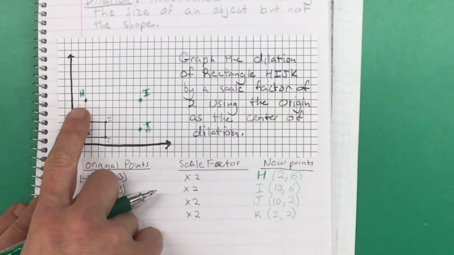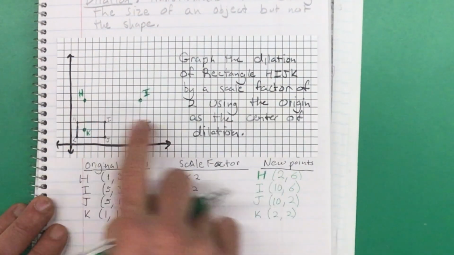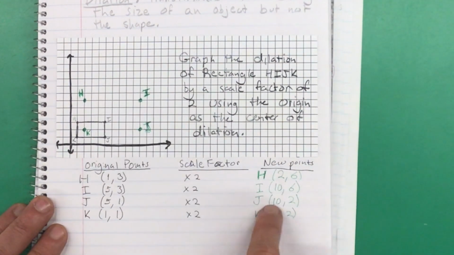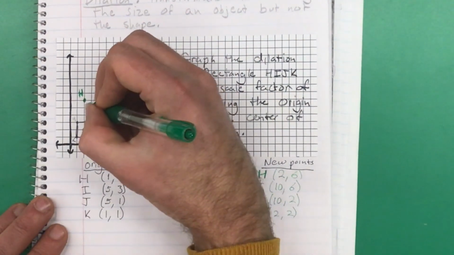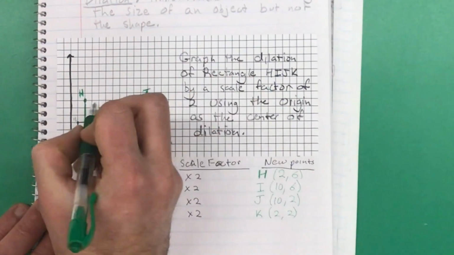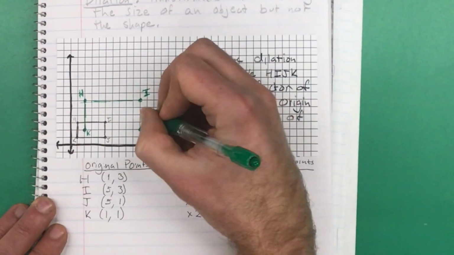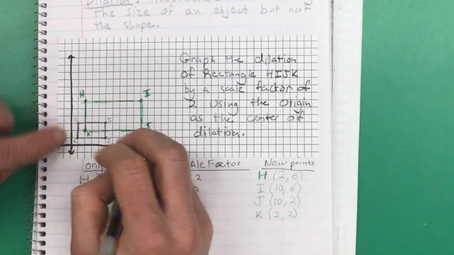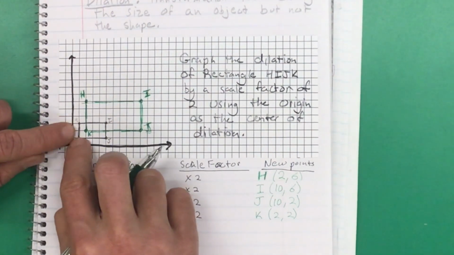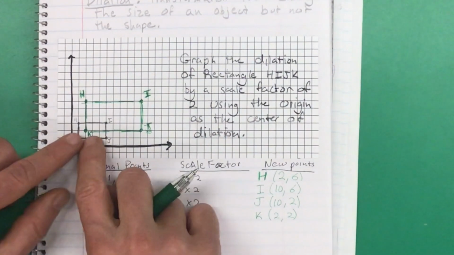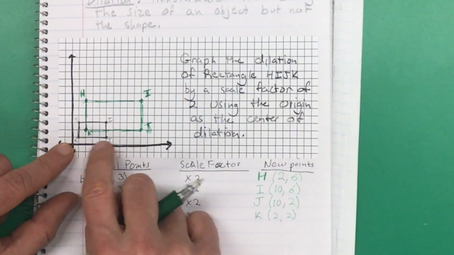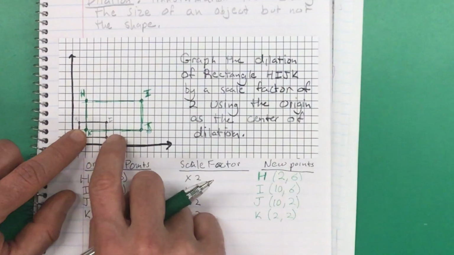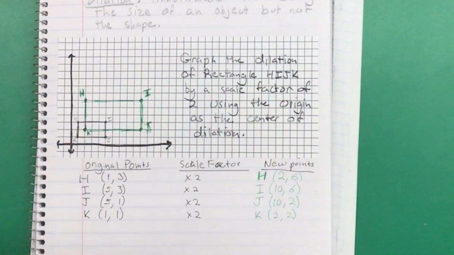All right, so our new points here are H at 2,6, I at 10,6, J at 10,2, and K at 2,2. We'll just shade these in now and check it out. The new height for HK is 4. The old one was 2, so that is a scale factor of 2. It doubled. The old width was 1, 2, 3, 4. The new width is 1, 2, 3, 4, 5, 6, 7, and 8. And it's perfect scale factor of 2.